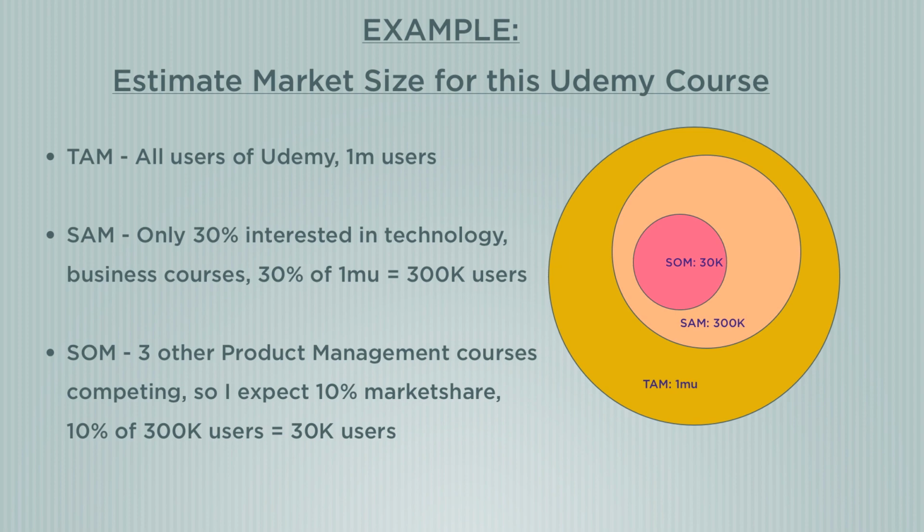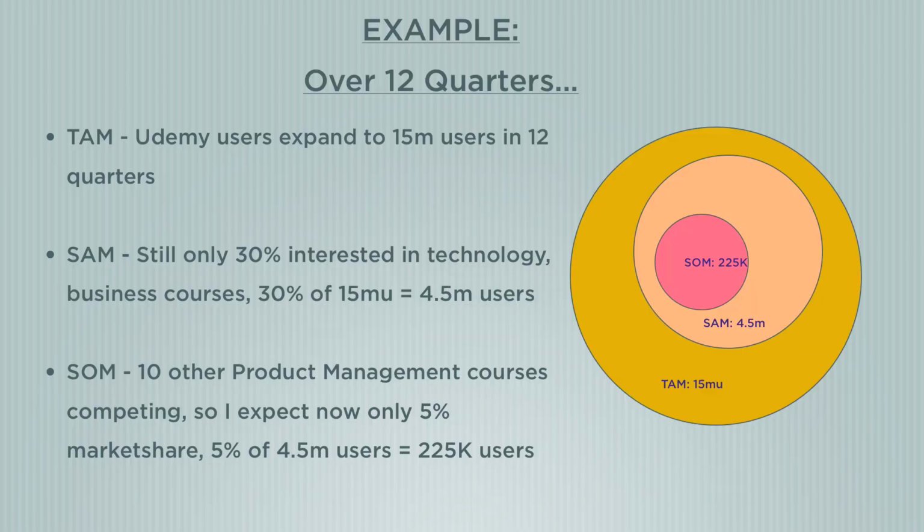So now we may reasonably expect that the whole thing might expand over time, right, from TAM, SAM, and share of market. TAM, definitely we can expect to expand, because we can expect reasonably that Udemy, the world of Udemy, will go from 1 million to, let's say, 15 million users in 12 quarters. And then within that, if I assume that same 30% of the proportion will be interested in any product, technical management, business type of courses, so 30% of the new 15 million, now my SAM is 4.5 million units.